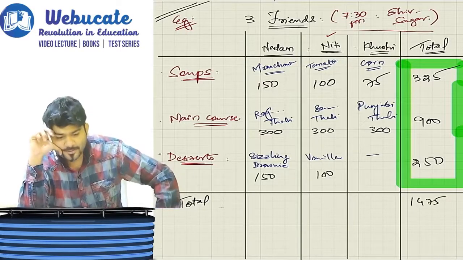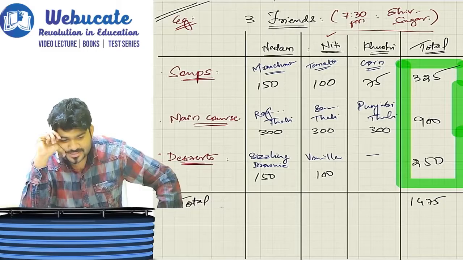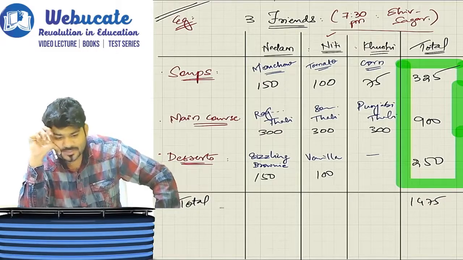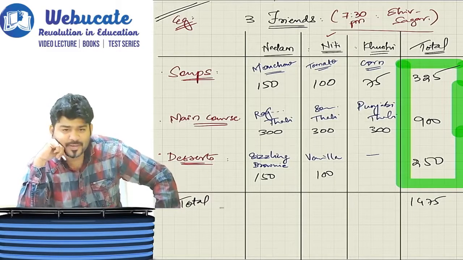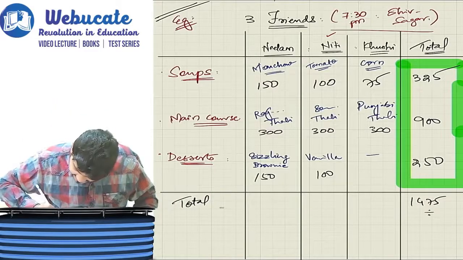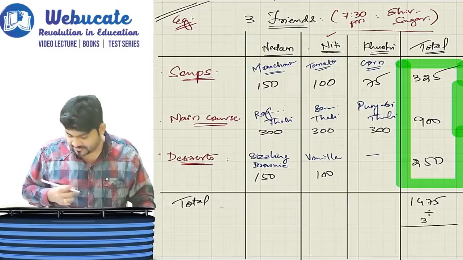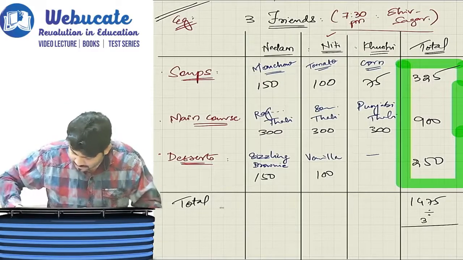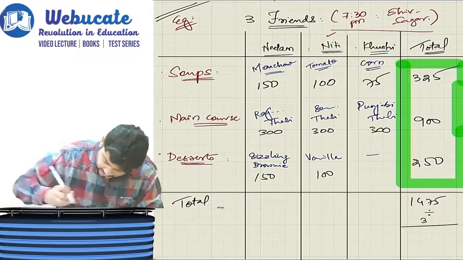Now, how will this 1475 be paid? Tell me, Neelam. Neeti, tell me, how will this 1475 be paid? How are you going to pay it? Can I say, sir, we will dutch it off? Immediately, we will divide it by 3. So, 1475 divided by 3, how much does it work out to? Or, sir, 25 rupees we will put for tip.